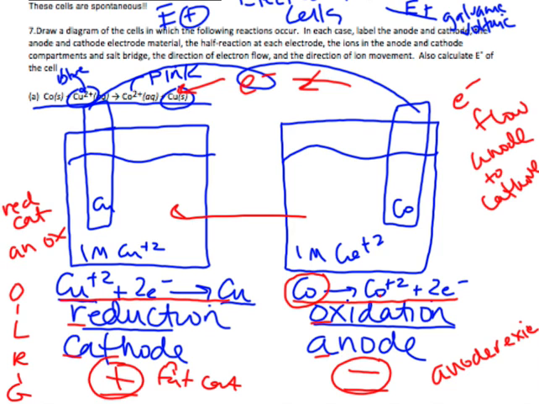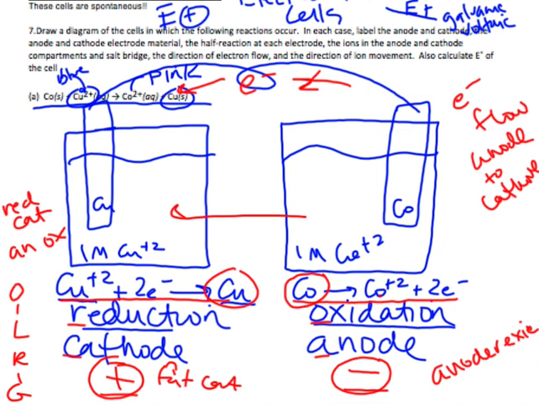This is how we deposit metals onto jewelry and things like that. We make sure we hang this jewelry or whatever we're plating in the cathode portion, and it's then going to get plated with whatever metal, because you can do this with different kinds of metal, not just copper.